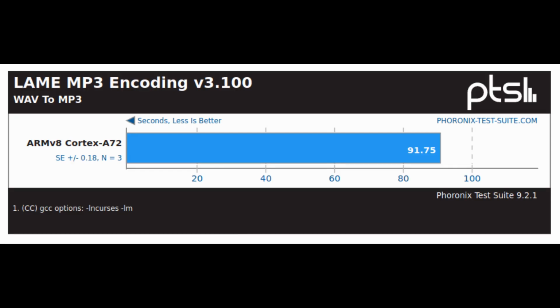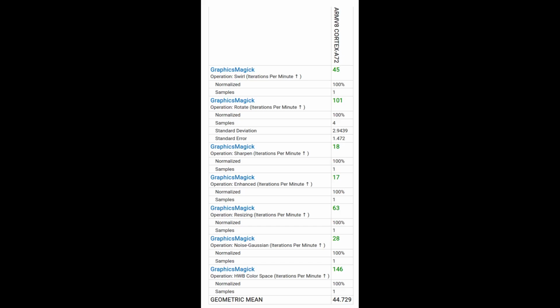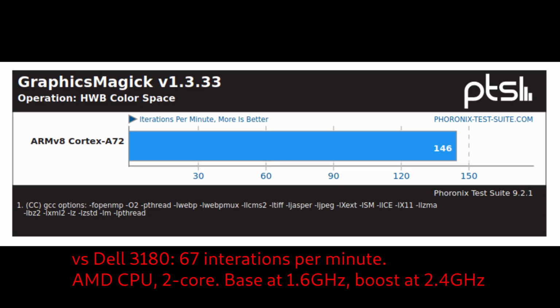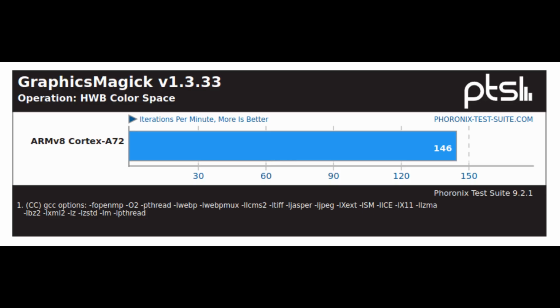Our next test is the GraphicsMagick benchmark. I ran all tests under this because the factory Debian OS was not able to run this at all. It failed every single time I ran it, but Manjaro did complete it. It got 146 iterations per minute. The next closest thing I had to measure it against was my little Dell 3180 laptop, which got 67 iterations a minute. So this system for that particular benchmark is twice as fast as the Dell.